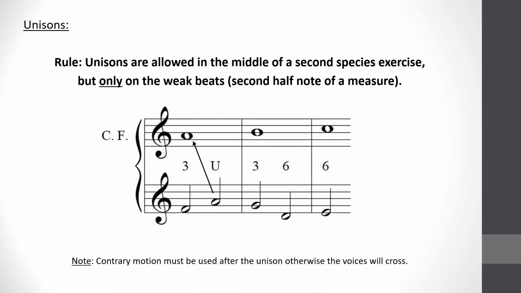Unisons were not allowed in the middle of a first species exercise because a unison on a strong beat is extremely stable. Unisons are allowed in the middle of a second species exercise, but only on the weak beats. Writing a unison on a weak beat slightly reduces its stability. Even though they are allowed, they should only be used on rare occasions.